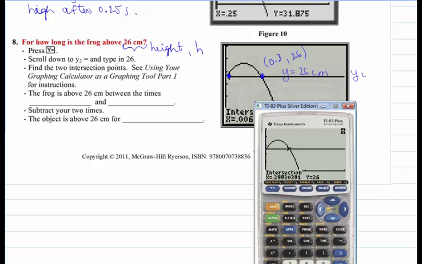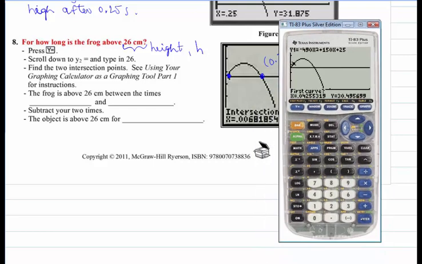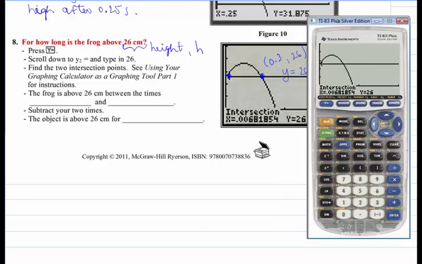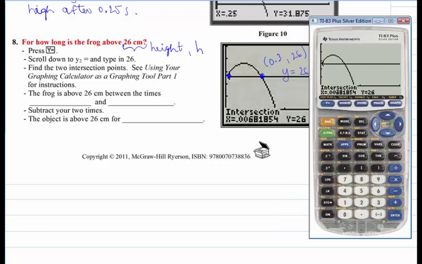So second trace, item 5, bring the cursor to the other side of the vertex, closer to the second intersection point that we're going to take a look at. It says first curve, enter, second curve, enter, guess, enter, and your second point of intersection is, and I'm going to round our x-coordinate off to the nearest hundredth, so 0.01 and 26.